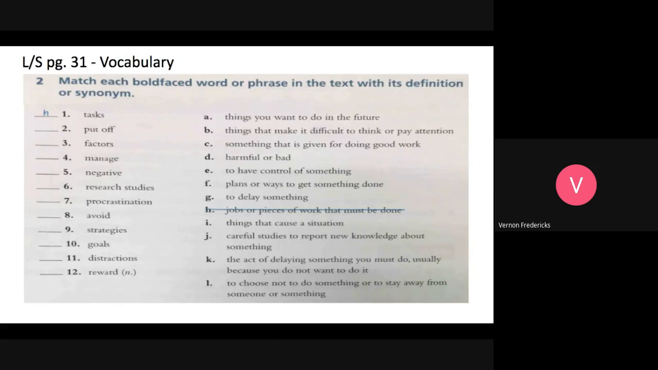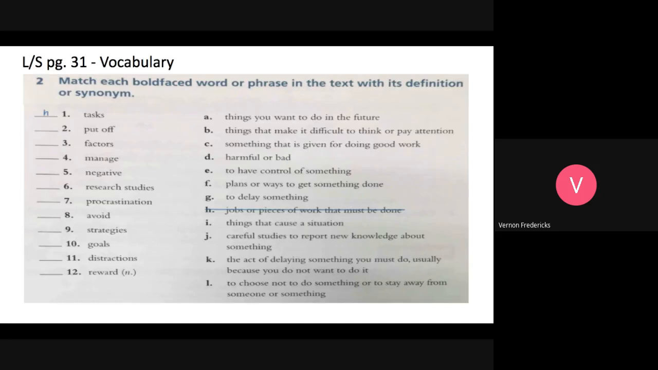Number A. Number 11, B. Things that make it difficult to think or pay attention. Distractions, yeah? Number 11, B. And number 12 is C, rewards. Something that is given to you for doing good work.